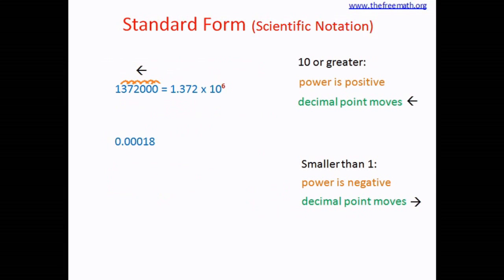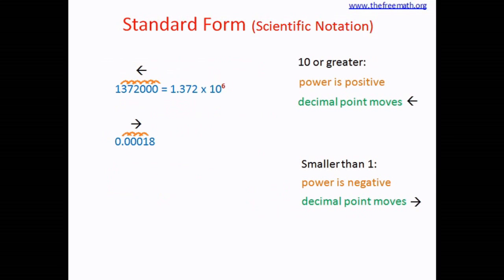Let's look at another example, 0.00018. Now the decimal point is going to move to the right, because it should be after the first non-zero digit, which is 1 here. So the decimal point should be after 1. So it is going to hop over 3 zeros and 1. That means it is going to hop over 4 digits.